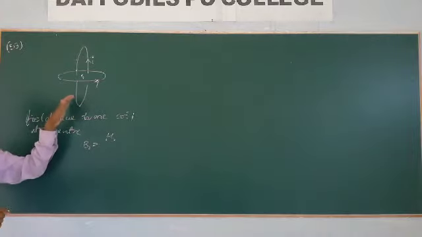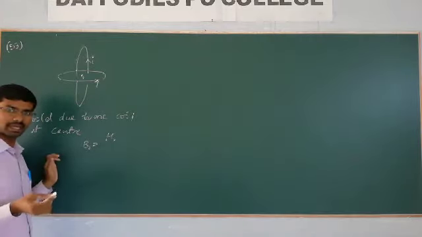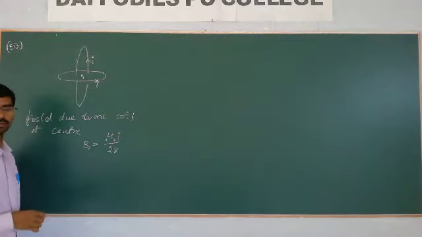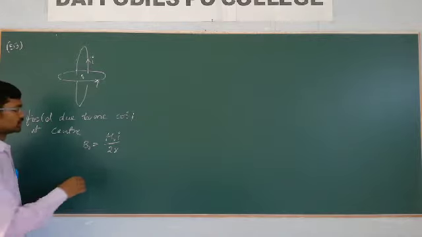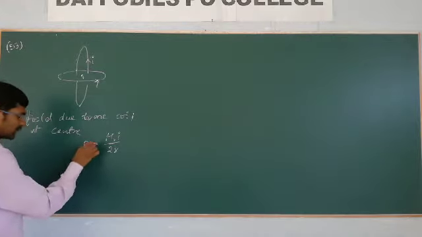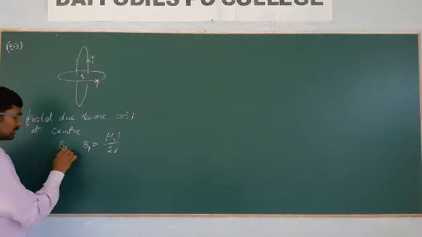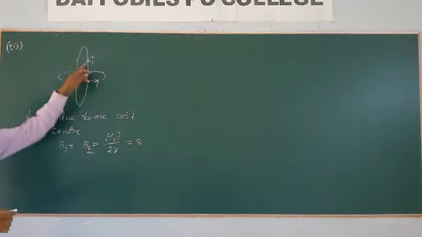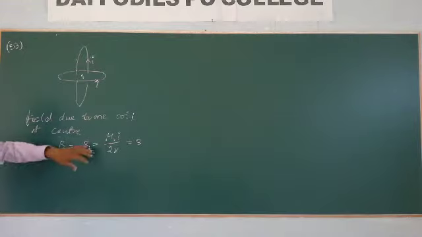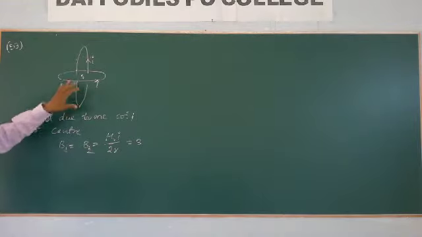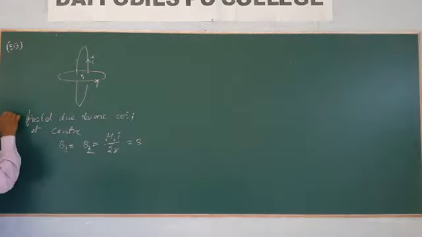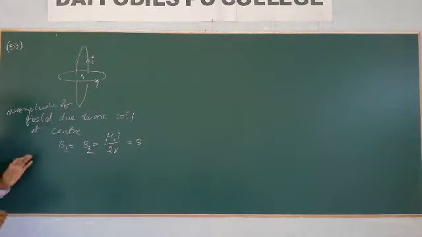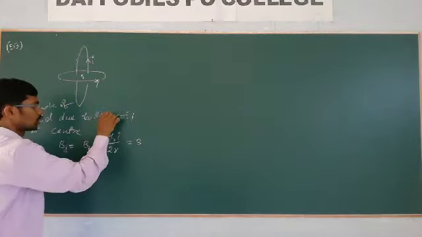B is equal to mu naught by 4 pi, I by R, into 2 pi, as it is a circle, which is nothing but mu naught I by 2R. So B1 is equal to B2, that is equal to B, because same current and same radius remain constant. Then both are having the same magnitude of magnetic field due to each coil at the center.